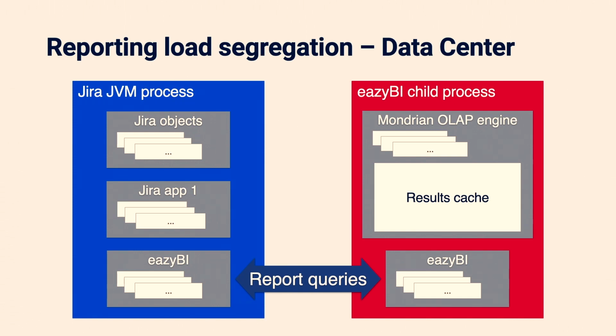So how it's done in the data center or server world: as you know, there are large Jira JVM processes with Jira objects and a lot of Jira apps. Then there is also an eazyBI app, but it has minimal impact on Jira performance, as all the heavy processing is done in a separate eazyBI child process, where all the reporting queries are performed and all the results are cached. Our recommendation is to use separate dedicated data center nodes for these child processes.